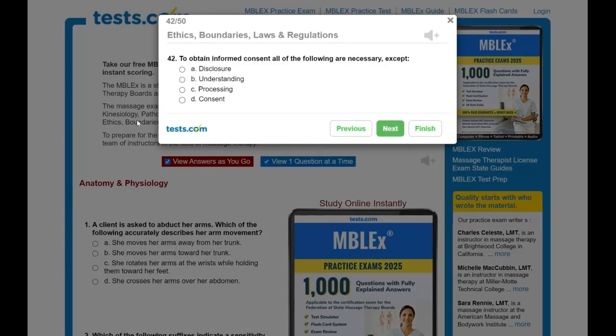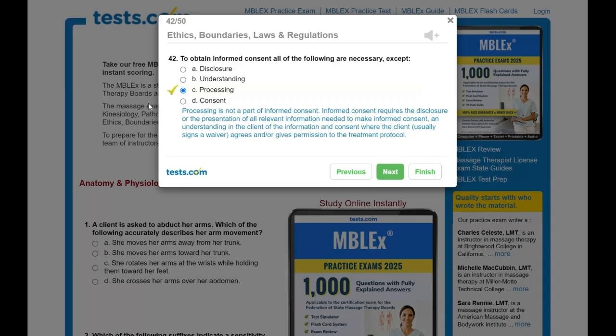Question 42. To obtain informed consent, all of the following are necessary except: A. Disclosure. B. Understanding. C. Processing. D. Consent. C. Processing. Processing is not a part of informed consent.